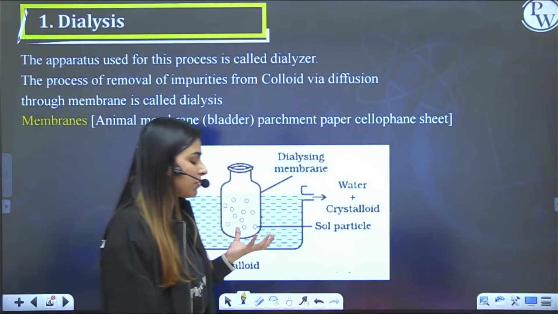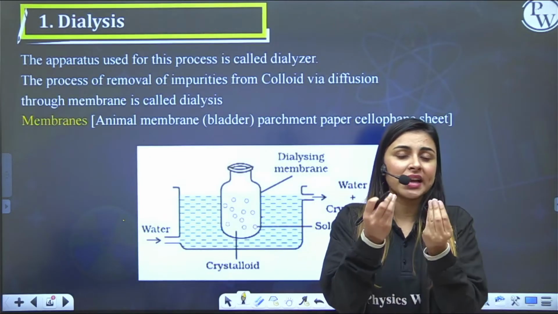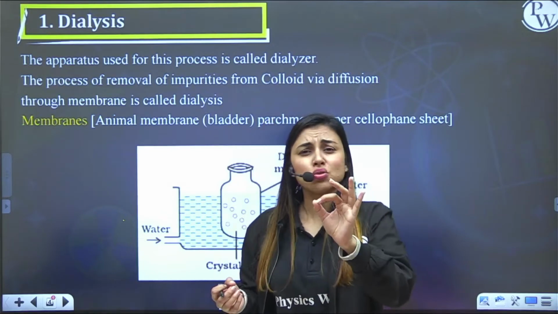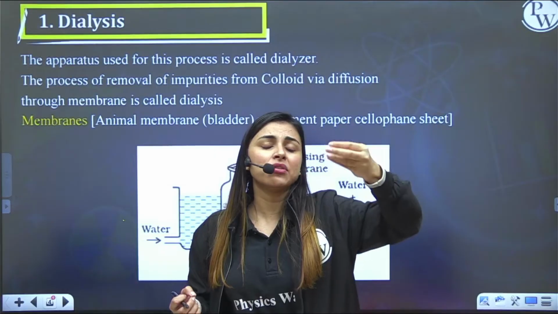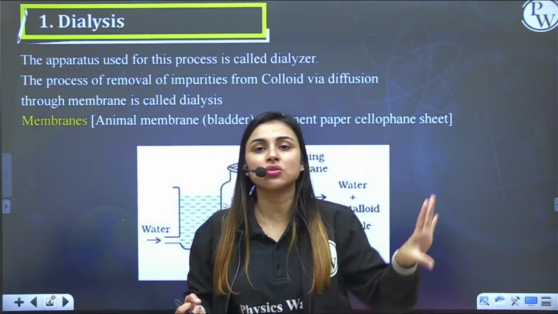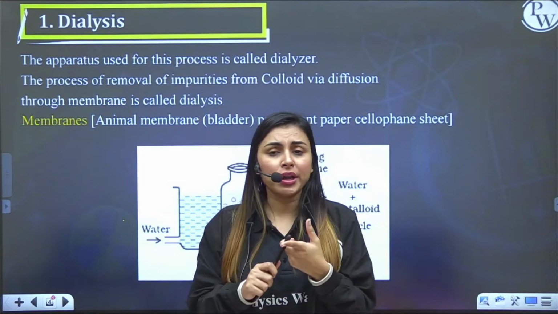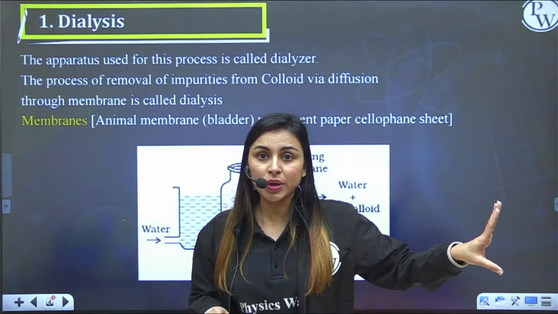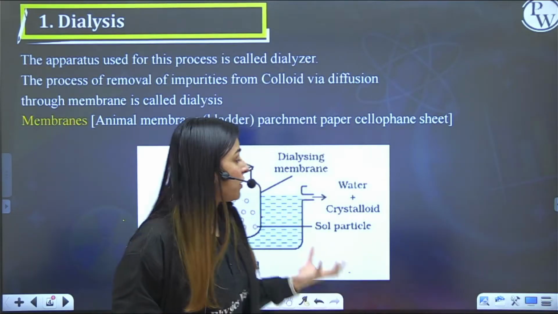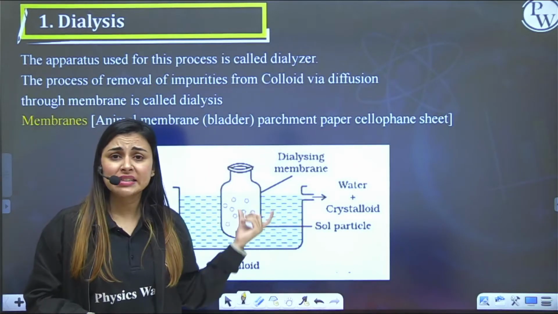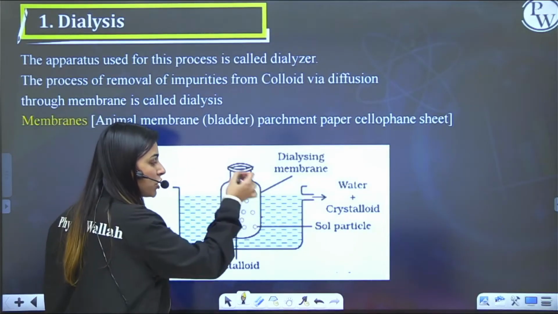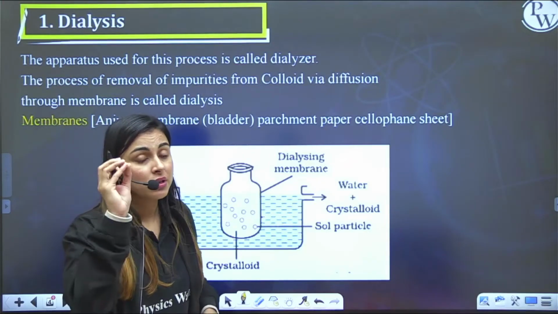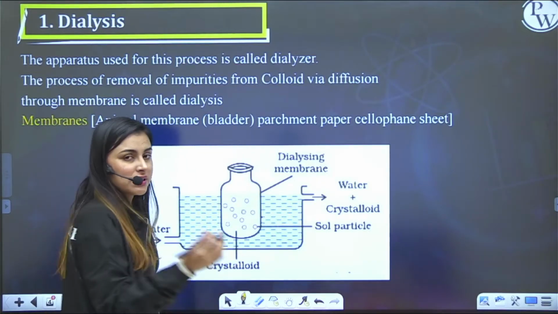What a dialyzing membrane does is, it has such a pore size that it only allows true solutions, or particles with a size range lesser than 1 nanometer, to pass through it. Colloidal particles, or for that matter a suspension, will not be allowed to pass through. So this is the basic idea. Let's say you have your colloidal solution inside this dialyzing membrane, which has impurities as well. The impurities are of true solution size, that is, crystalloid stands for true solutions, right?